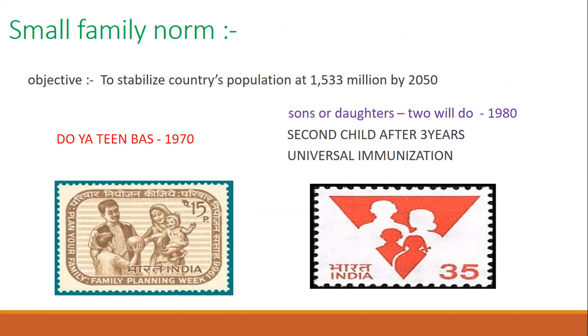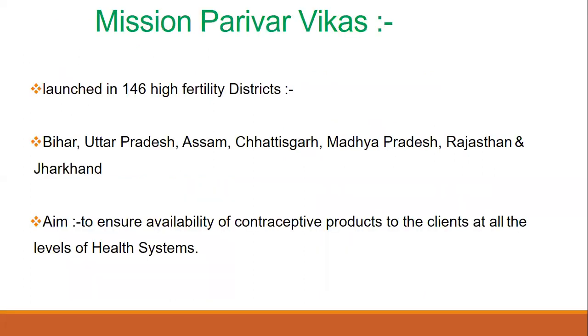These are the norms given. "Hum do, hamare do" in 1970. "Son or daughters, two will do" in 1980. Second child after 3 years and universal immunization. These are the objectives given in 1980. Then Mission Parivar Vikas. It was launched in 146 high fertility districts of Bihar, Uttar Pradesh, Assam, Chhattisgarh, Madhya Pradesh, Rajasthan, and Jharkhand. Aim is to ensure the availability of contraceptive products to clients at all levels of the health system.